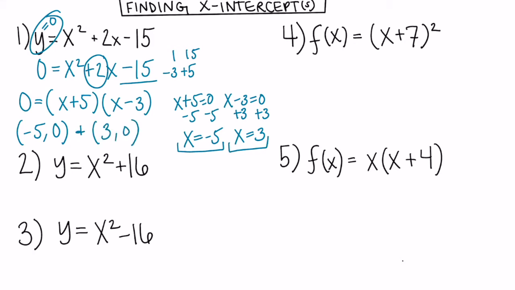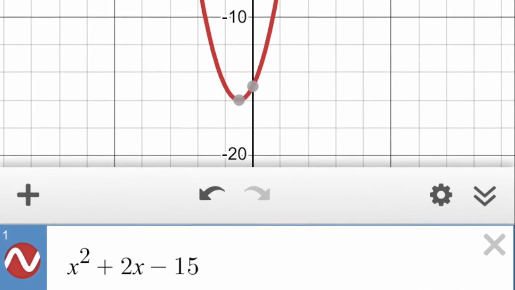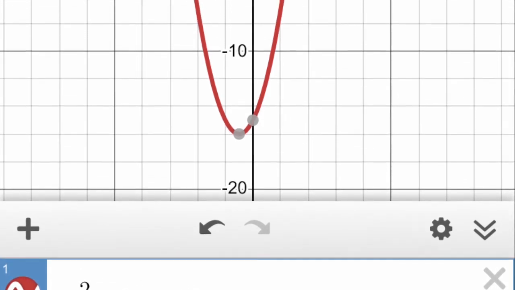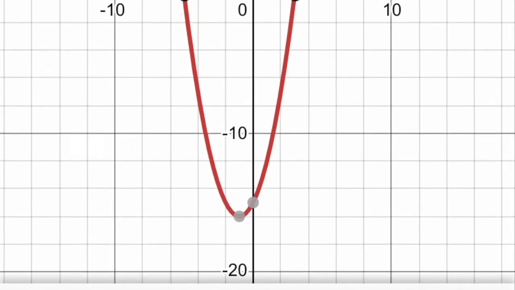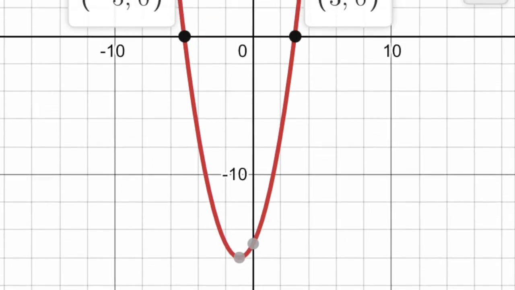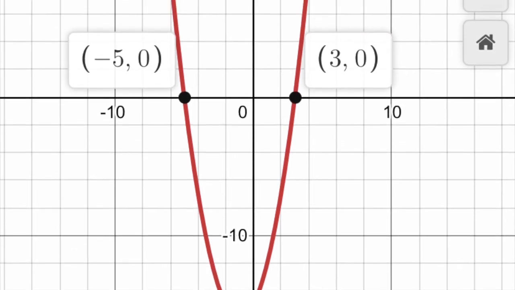And that is our 2 x-intercepts. Let's look at that on the graph and check our work. Like I said, this is a great way to check your work, especially when you're starting out. So I just typed in the equation onto Desmos calculator, and I can see that there are 2 x-intercepts at those points, negative 5, 0 and 3, 0. So I know I did it correctly.